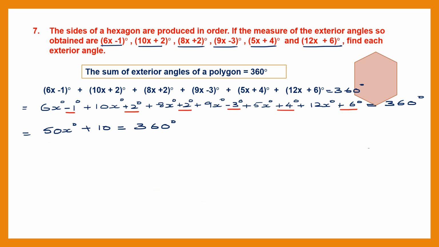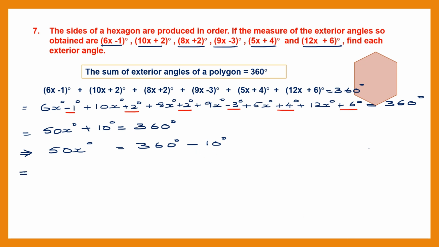So here what we're going to do is, this has now become a linear equation. 50x degrees is equal to 360 degrees minus 10. So 10 is also degrees, minus 10 degrees. Why does it become minus 10? Here it is plus 10. When it goes to the other side, it becomes minus 10.